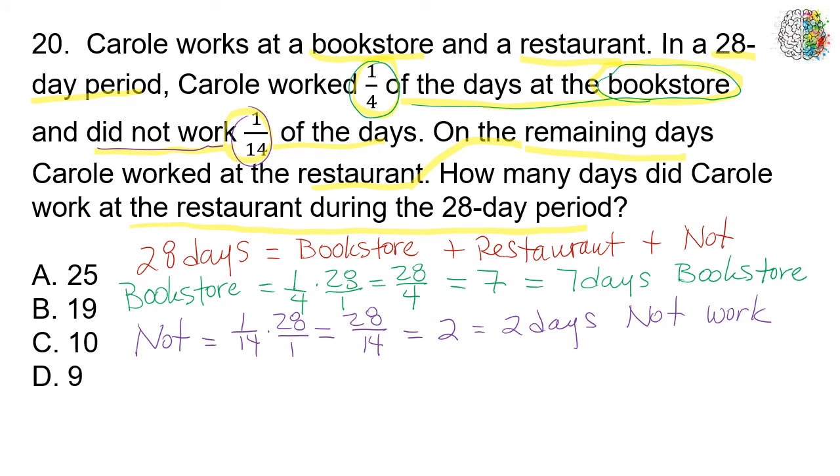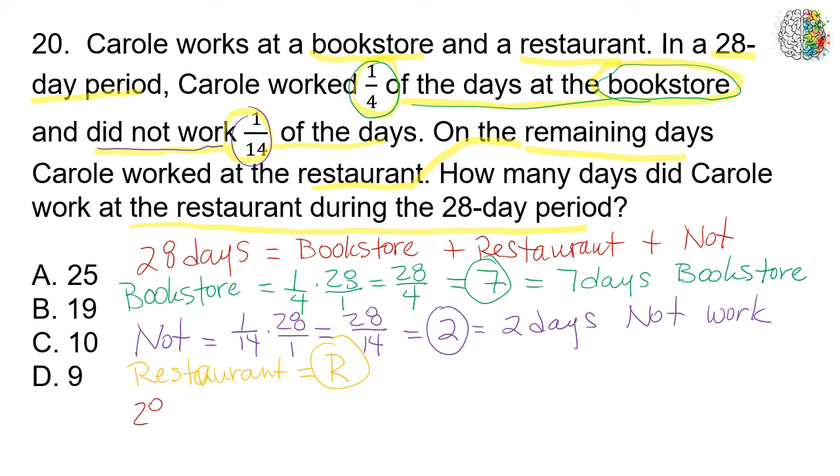And then the last thing is I want to know how many days did she work at the restaurant? And we don't know what that is, so I'm going to just call that R, and that is the number that I'm going to be solving for. So now that I have my numbers, I have 7 for the bookstore, an R for the restaurant, and a 2 for not working. I can go back to the original problem and plug in those numbers.